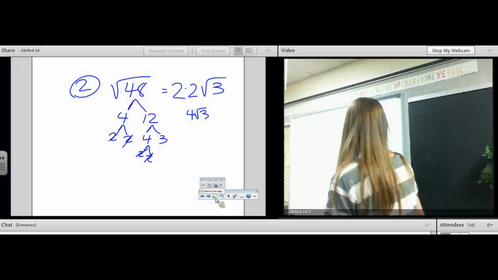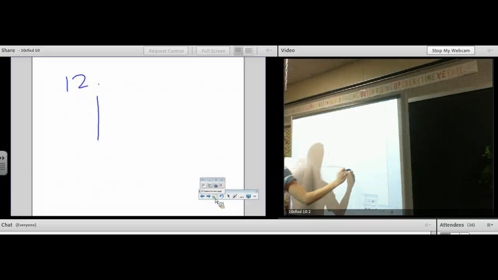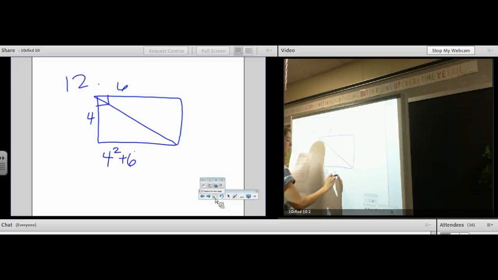Number 12. This is a rectangle with a diagonal drawn. So Pythagorean theorem says a squared plus b squared equals c squared.